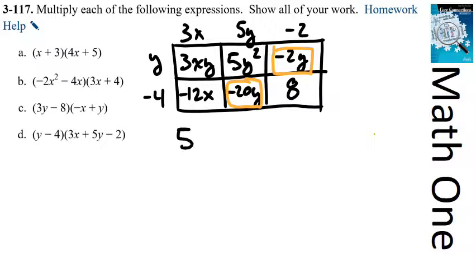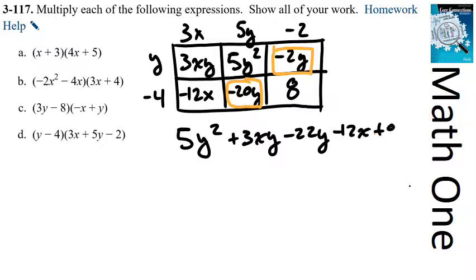So let's see, I'm going to begin by writing this as 5y squared. And then I'll do plus 3xy, and then I guess I'll do minus 2y, and then minus 12x. Oh, you know what? I'm sorry. I said minus 2y, but I didn't mean that, because I need to combine those like terms. So I'm going to do minus 22y. That's what I'm writing, minus 22y. And then I will have a minus 12x, and then finally plus 8.